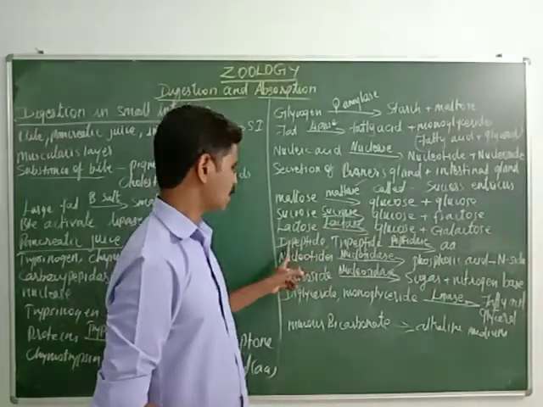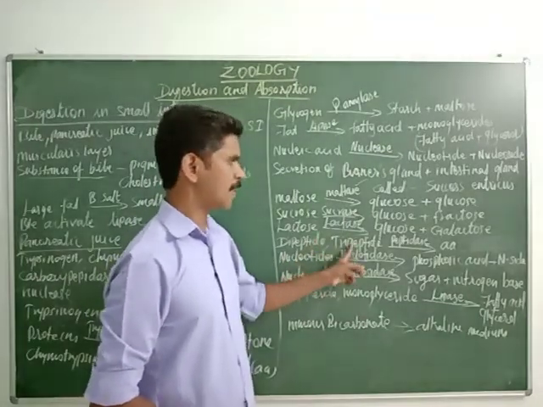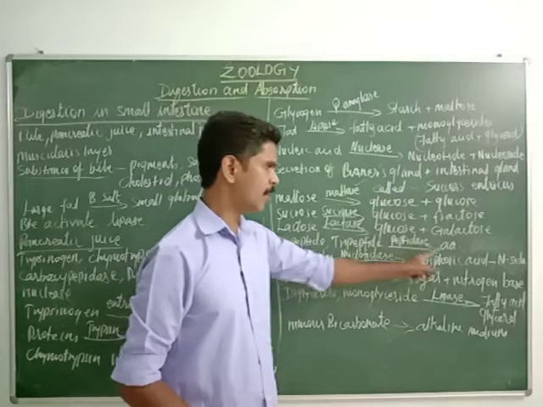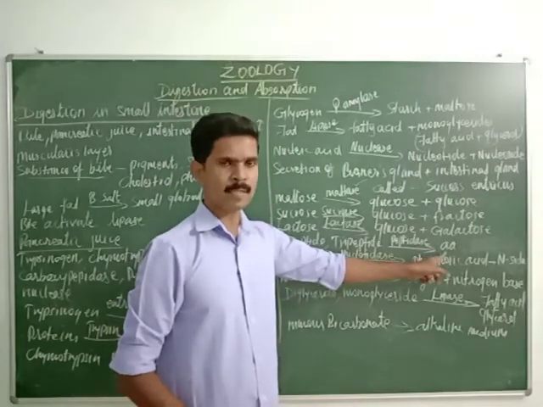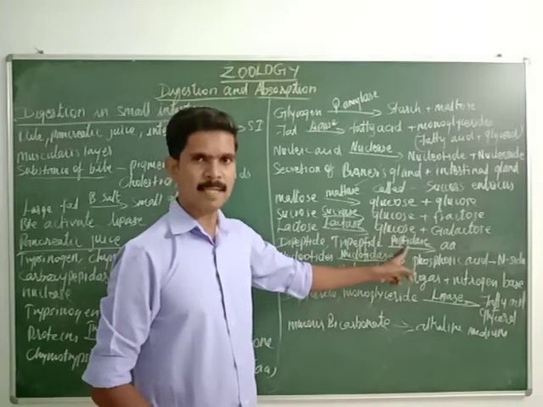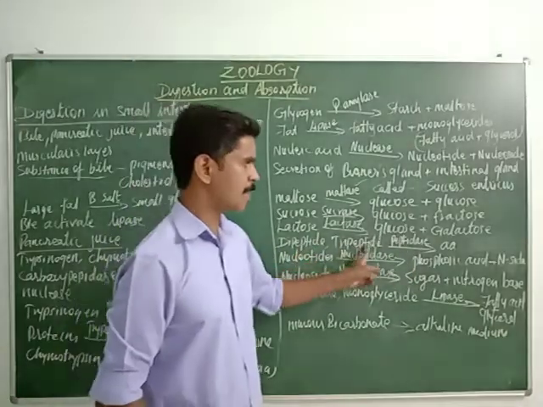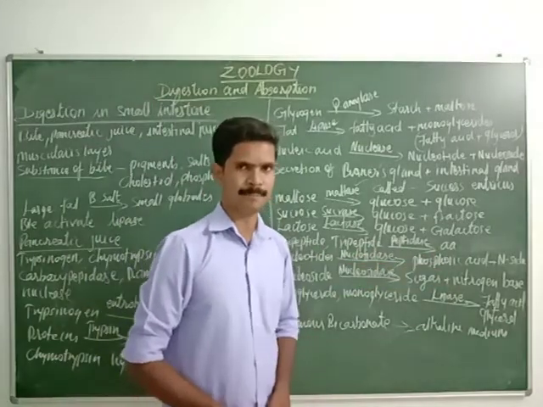Understand? Then next, dipeptides and tripeptides. These two peptides are converted into amino acids with the help of one enzyme. The name of that enzyme is called peptidase. So the peptidase enzyme's function is converting dipeptides and tripeptides into amino acids.